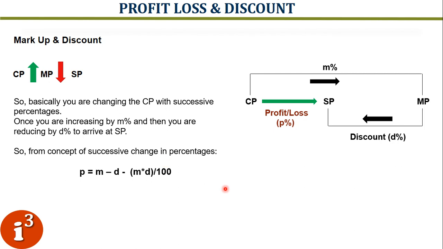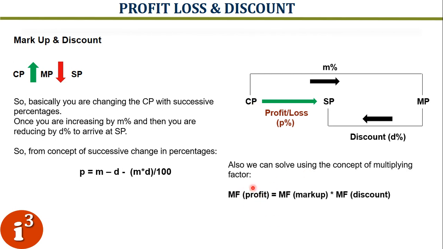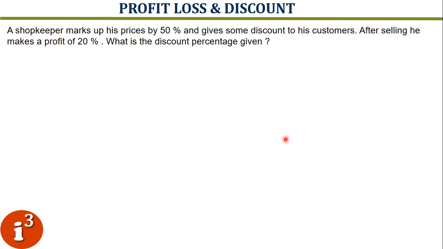The same thing we can see from the concept of multiplying factor, because basically you are doing two changes in percentage, one by m%, once by d%, to reach the final change of p%. So the multiplying factor to the cost price, you multiply once by this, again by this, and this is your final multiplying factor. Multiplying factor of final profit is equal to multiplying factor of markup into multiplying factor of discount. So by both methods, we can find the relation between P, M, and D. Let's solve a question to understand this further.